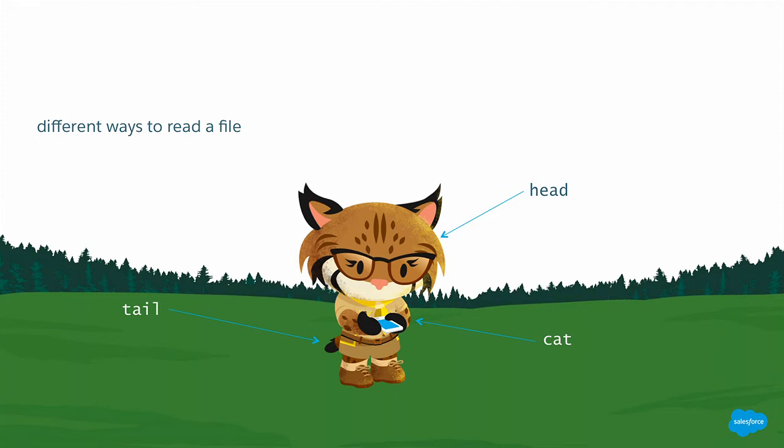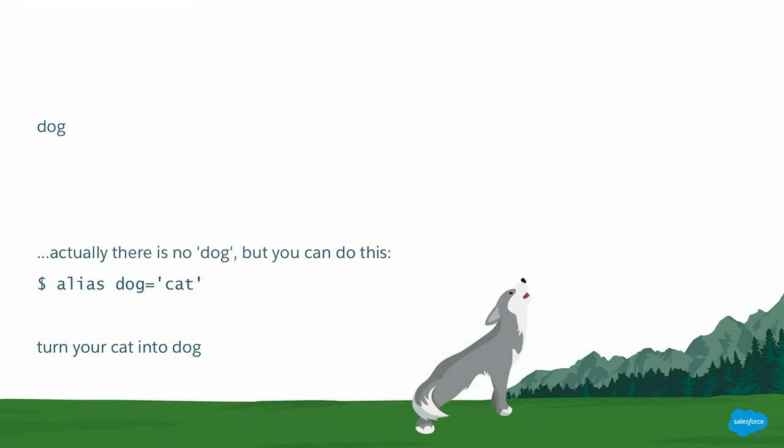And tail is really powerful because if a file is actively being written to, you can just open up tail and have it spit out what's going into that file actively into your console. So think of a log file or something like that. And then there's dog. Actually, there isn't a dog. This is kind of another joke. But if you see, what I'm doing is alias dog equals cat. And then I could do dog, and then it would output my file contents. So you can have a little bit of fun here.